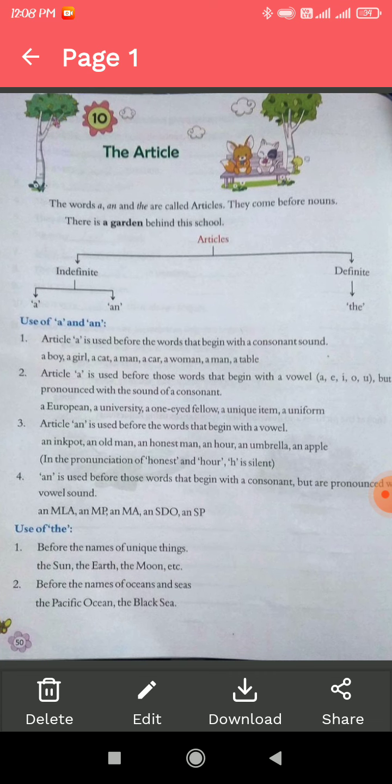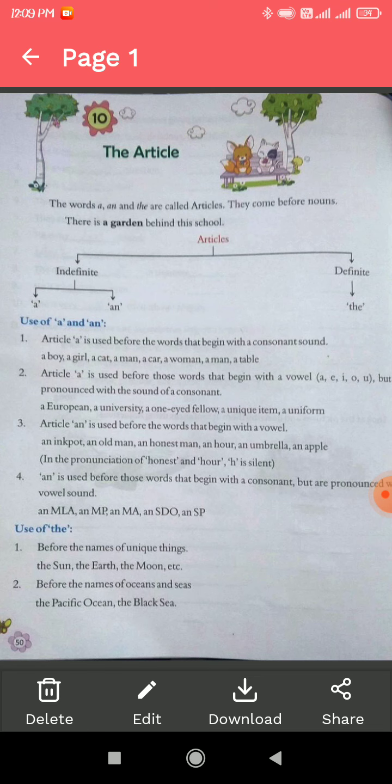The definition, it is written: the words a, an and the are called articles. They come before nouns. Example: there is a garden behind this school. Garden is a noun, and before the noun, article a is used in this sentence. So in simple words, we can understand that there are three articles: a, an and the.